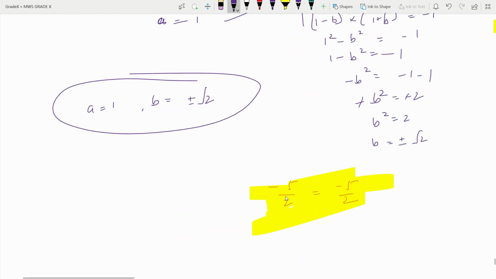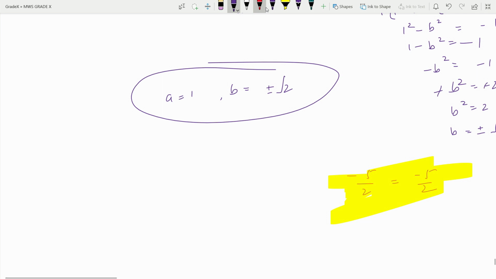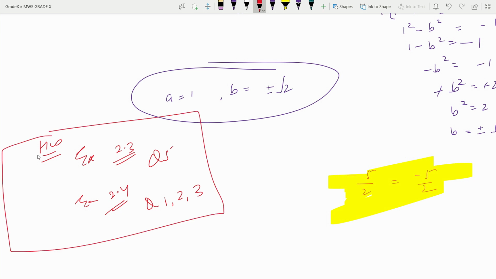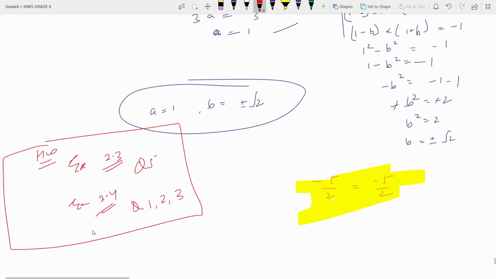Okay, homework being exercise 2.3 question number 5 and exercise 2.4 question number 1, 2, 3. Okay, this way we need to do this. Clear? And try to write the formulas also before starting the exercise. It will be easier for you to make a note on this.